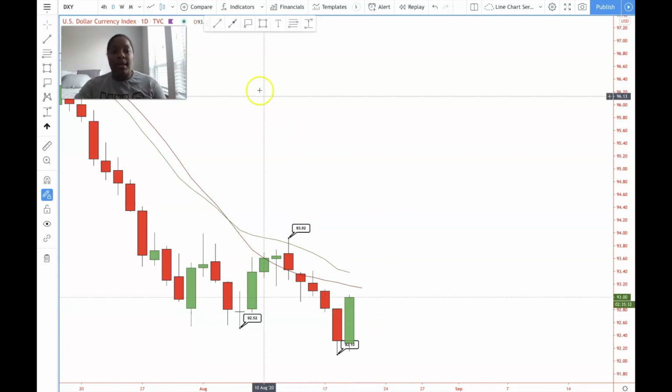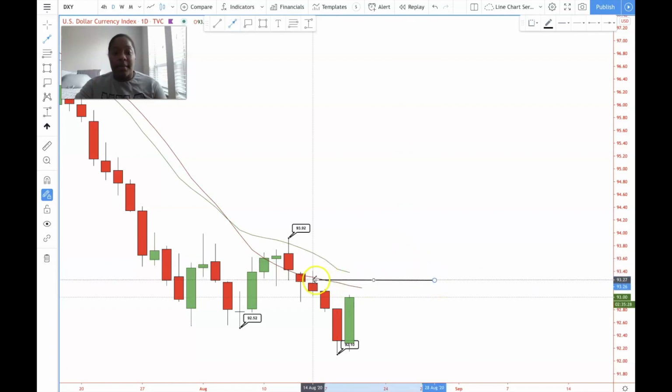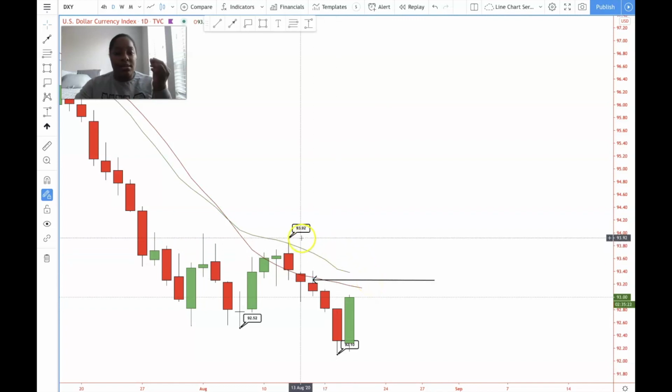So now how I'm looking at this is where price can potentially come is right back here around the $93.25 area. But as long as we stay below this full exchange rate here at 93.92, because that's our last lower high, price is still in a sell-off. We're just going to have some bullish momentum.